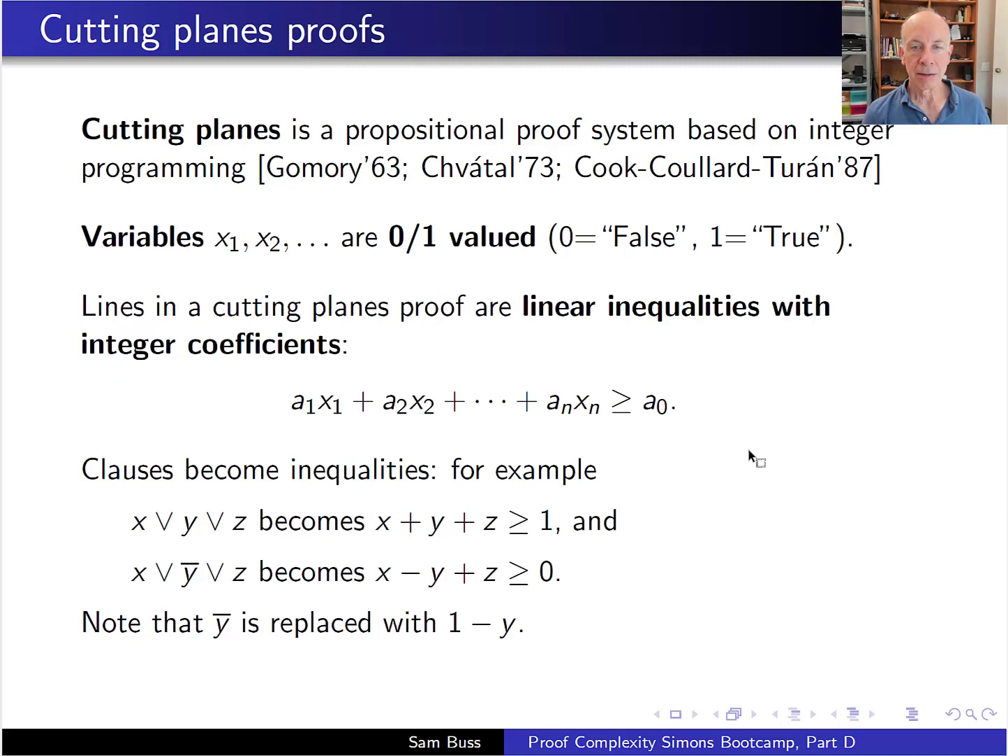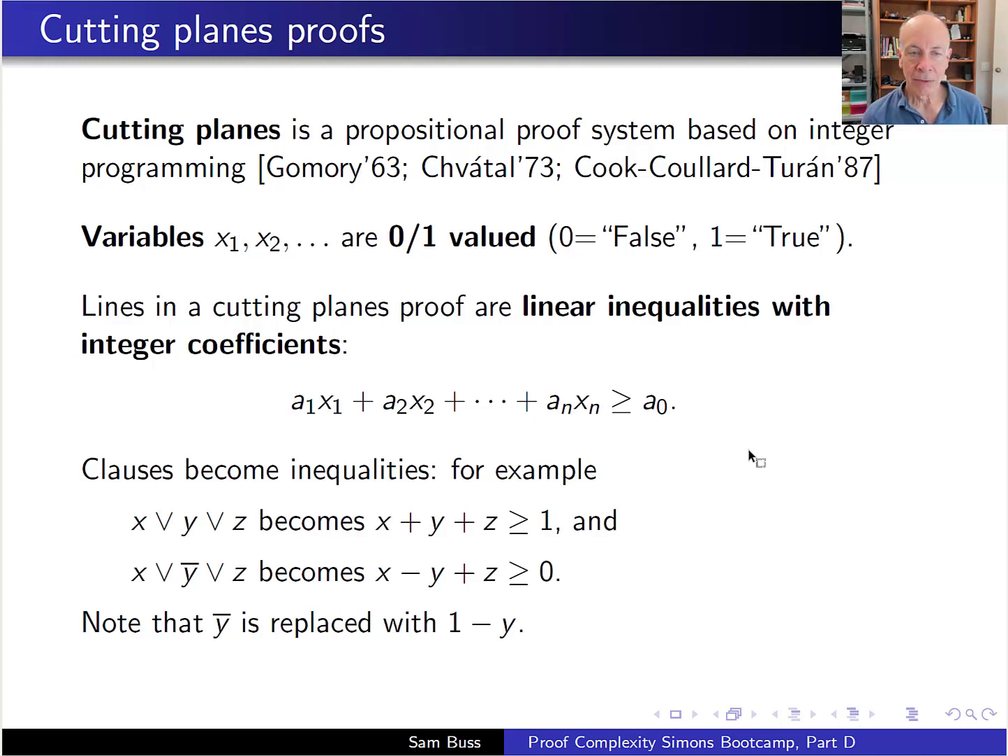Cutting planes is a propositional proof system based on reasoning with linear integer inequalities or integer programming. The classic work on this is done in the 60s and 70s. Cook, Coullard, and Turan proposed it as a propositional proof system in 1987.